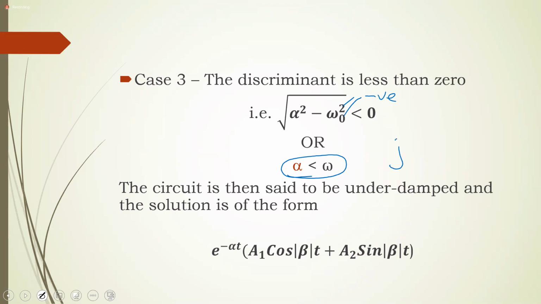If that is true, then the circuit is said to be underdamped, and the expression for I is of the form A1 cos(|beta| t) plus A2 sin(|beta| t), the modulus of beta times t, and all of that multiplied by e to the minus alpha t.